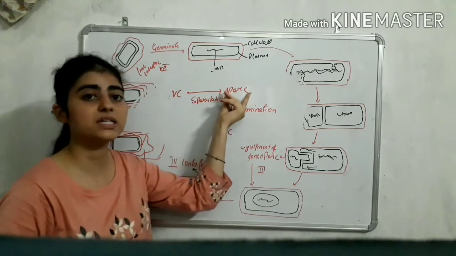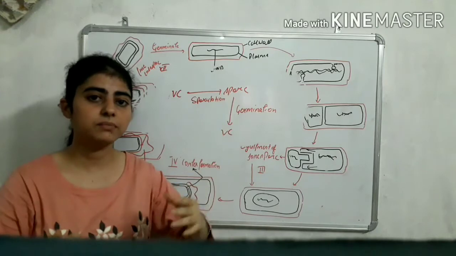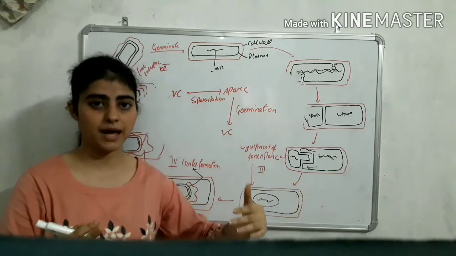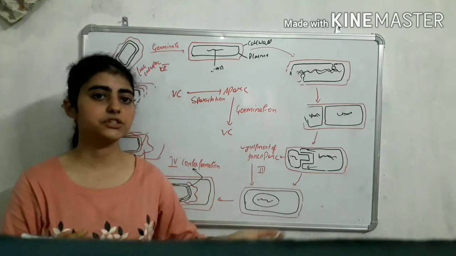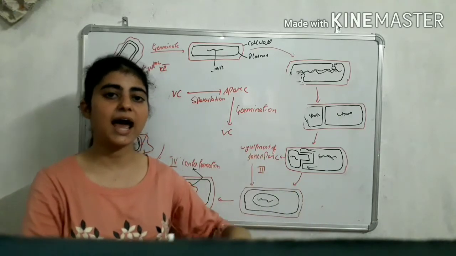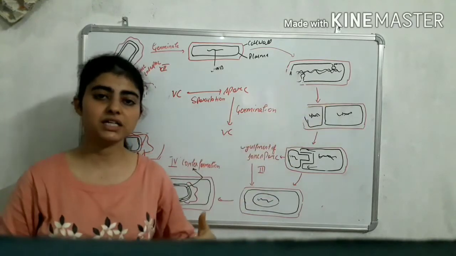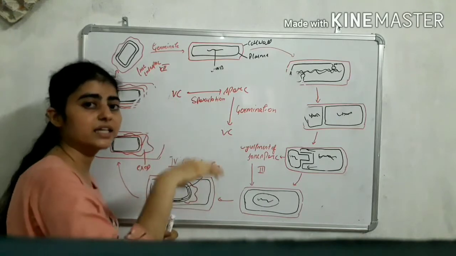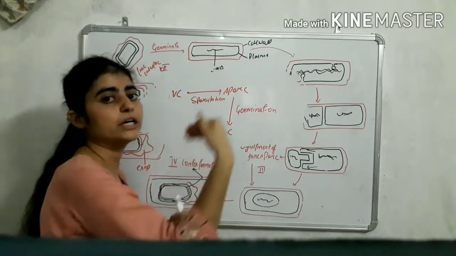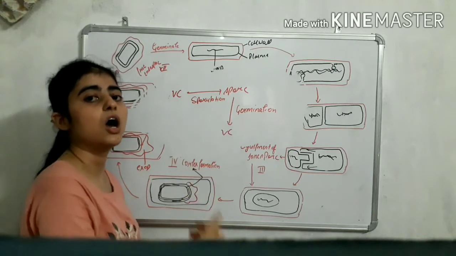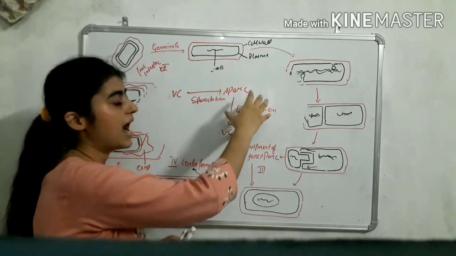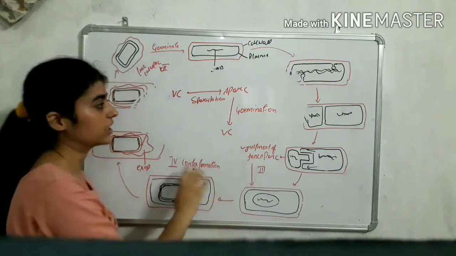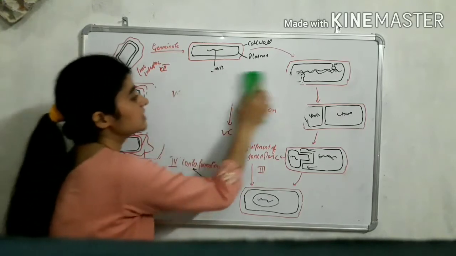For example, a spore is a sleeping stage, like a human being sleeping in the night. Night is an unfavorable condition, so we just sleep during the night, and in the morning when the favorable conditions arrive, we wake up. In the same way, when there are unfavorable conditions, a vegetative cell will go into a resting or dormant stage, that is called a spore, and when the favorable conditions arrive, it will germinate into a vegetative cell again. So this is what we study in sporulation.